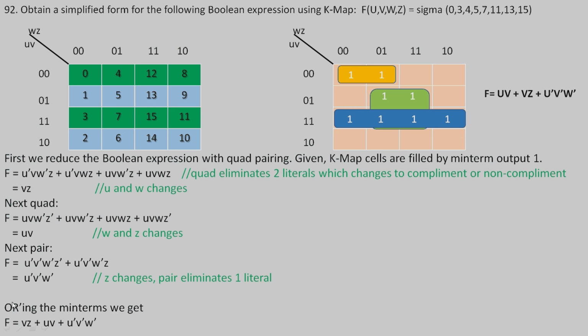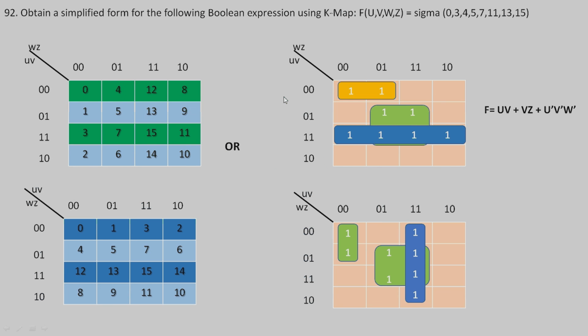So after ORing the minterms, we get f equals vz plus uv plus u complement v complement w complement. Right, so all this expression gets reduced to this SOP form. Now this is one type of orientation. Similarly, here this is the previous K-map form. Now it can also be in this format.